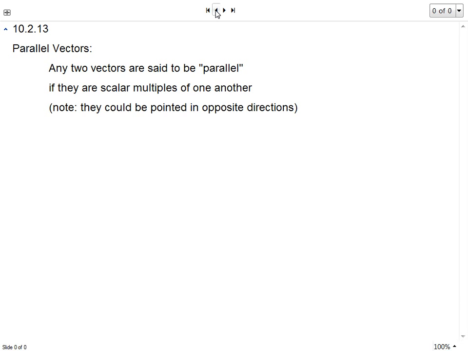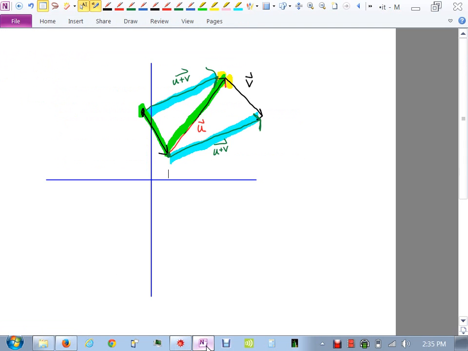So if I have this vector right here, I need to get used to not going to the board and just writing on this. If I had, let's say, the vector v is 4, negative 5, and I have the vector u is negative 4/3, 5/3.